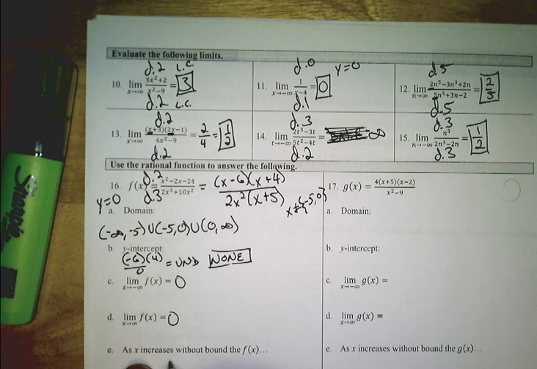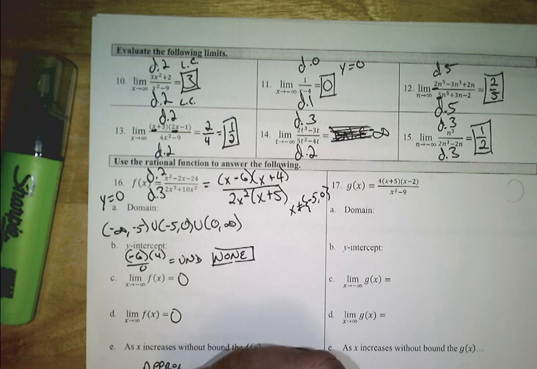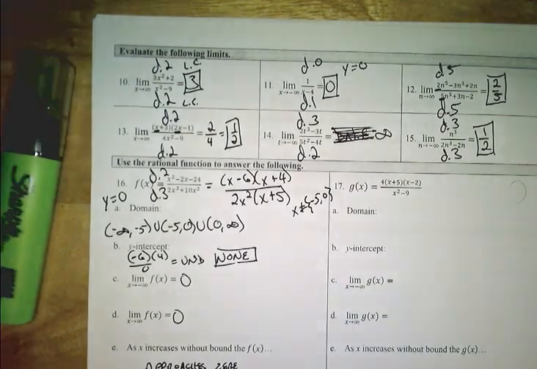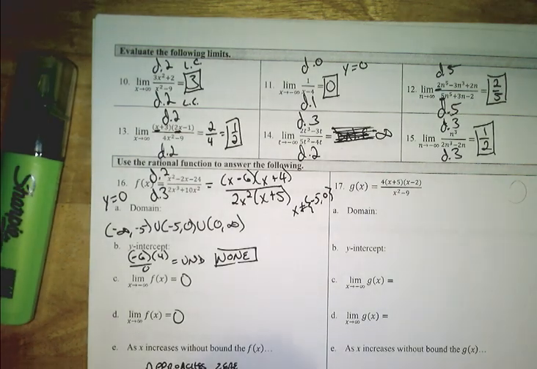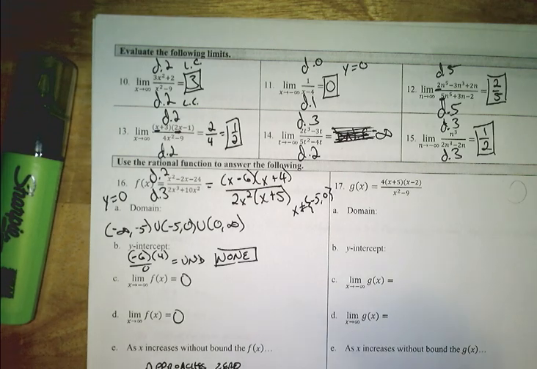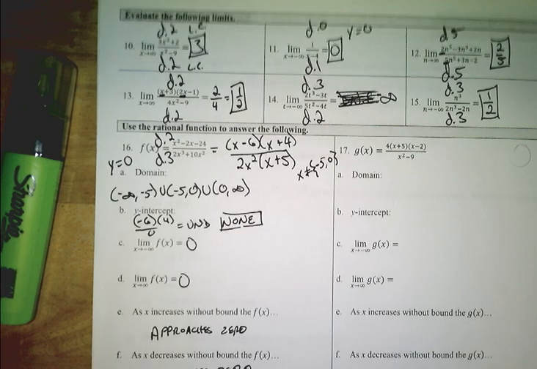So as x increases without bound, the f of x approaches 0. As x decreases without bound, the f of x, the function, approaches 0. Putting in the zeros. Okay. And finally, multiple choice down here.